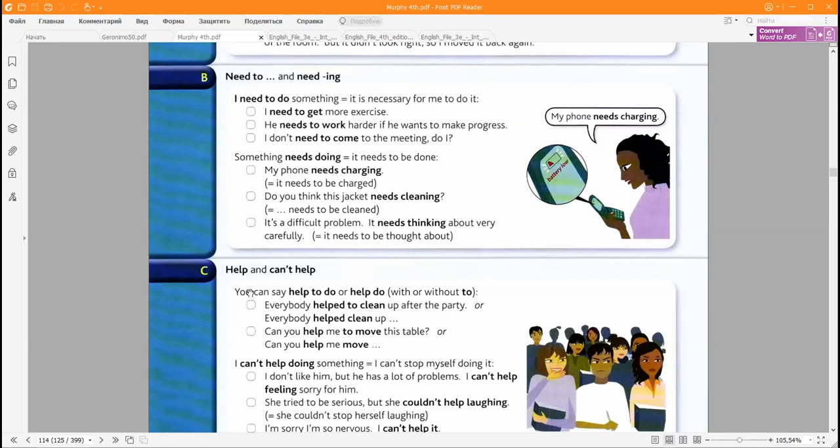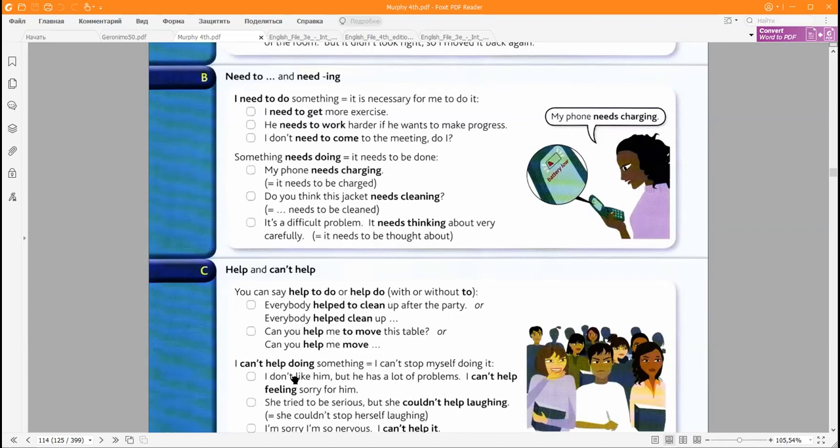Okay. Help and can't help. You can say help to do, or help do. Like to use or not to use to, it's not important anymore. You can do or not, it doesn't matter. All people say differently, and both are considered grammatically correct. Everybody helps to clean up after the party, or everybody helped clean up. Can you help me to move this table? Can you help me move this table? After help, you don't have to use to, but you can use it. Easy. The rule without a rule.